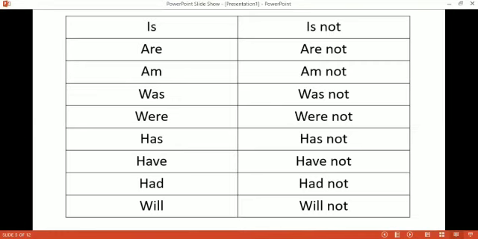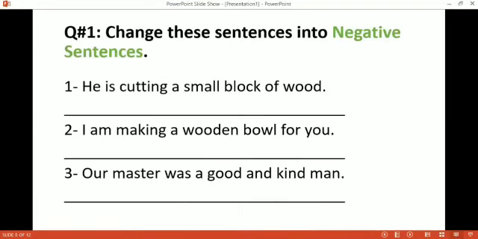Okay, let's see what is on the next page. Question number one. Change these sentences into negative sentences. Some sentences have been given to us, and we have to change these sentences into negative sentences.